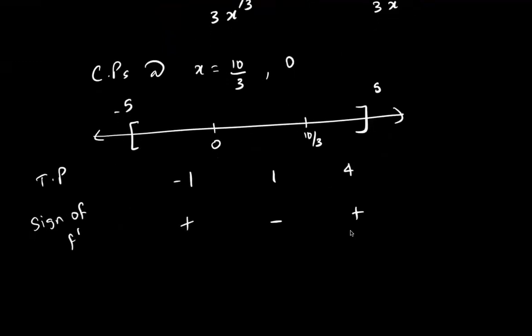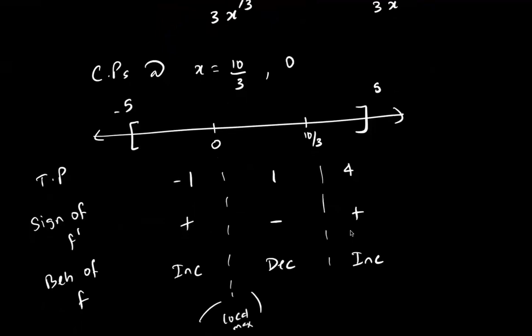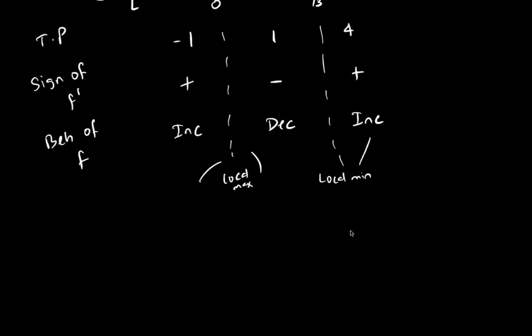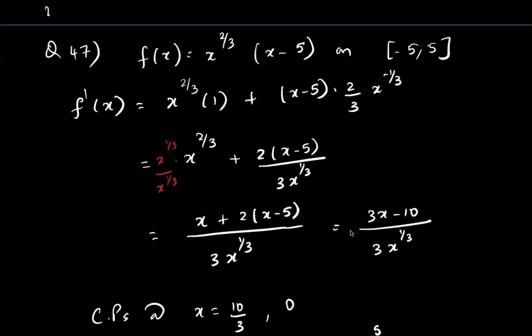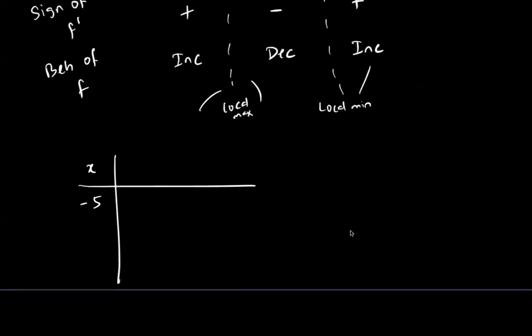Okay, so what is the behavior of f? Increasing, decreasing, and increasing, which means this is my local maximum and here is my local minimum, right? So the question is asking you to further find the absolute maximum and minimum. So now I'm going to put my two endpoints here, which are -5 and 5, and then I have 0 and 10/3. I'm going to evaluate my function value.